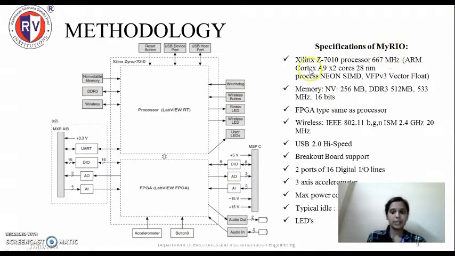The specification of myRIO. This is a Xilinx ZYNQ 7010 processor, 667 MHz, ARM Cortex A9 with 2 cores, 28 nanometer. The non-volatile memory is 256 MB and DDR3 is 512 MB at 533 MHz, with Wi-Fi wireless network, and this is 16 bits. And then this is the universal asynchronous receiver and transmitter, and the digital input output pins. These are 16 IO lines. The analog output has 2 IO lines, and the analog input has 4 IO lines.